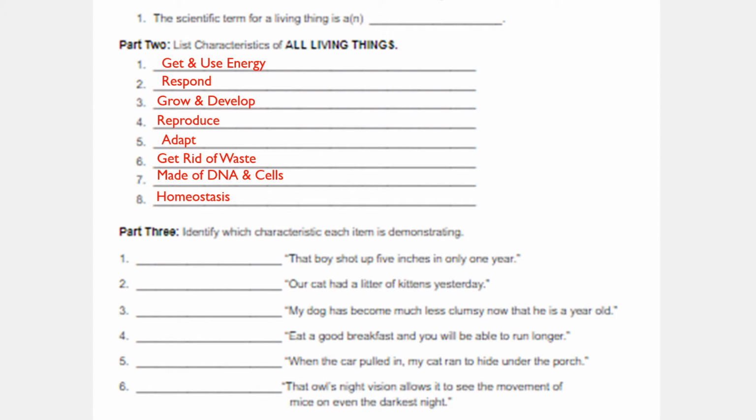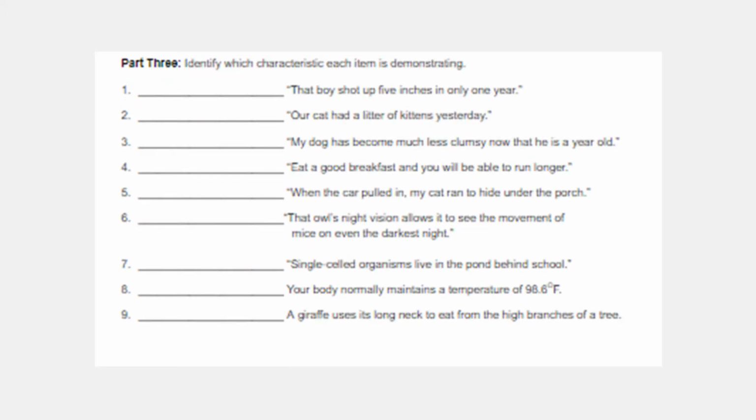All right, part 3. You were supposed to use one of the characteristics from part 2, and you could use these more than once, to fill in the blanks. Whatever these phrases identify, you'll put that characteristic there. That boy shot up 5 inches in only 1 year. That's obviously grow and develop. Now today, if you only put grow, I'll take that. But in the future, I'd really like for you to keep that full phrase together.